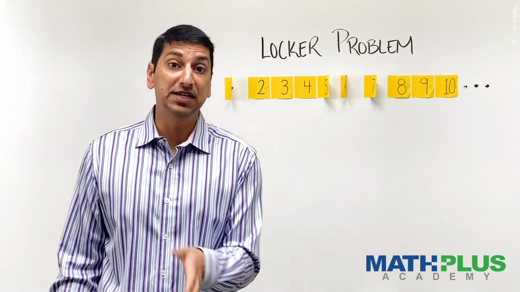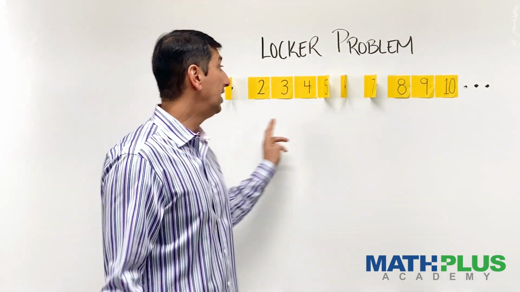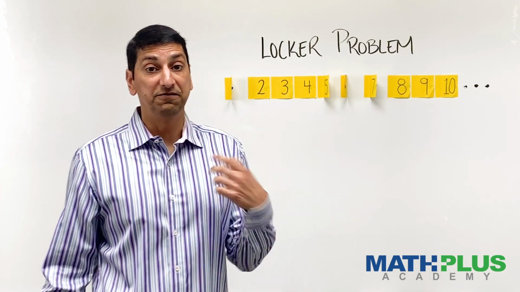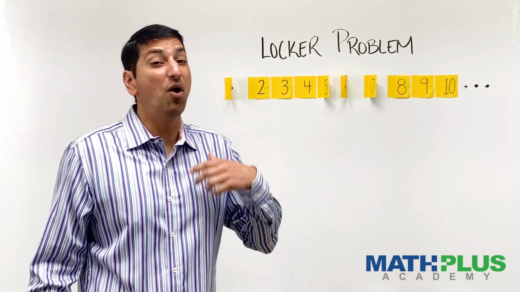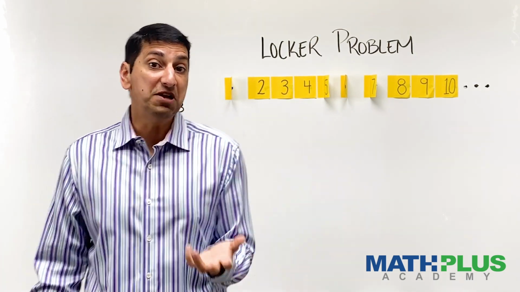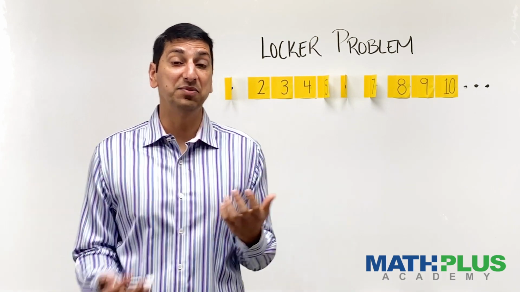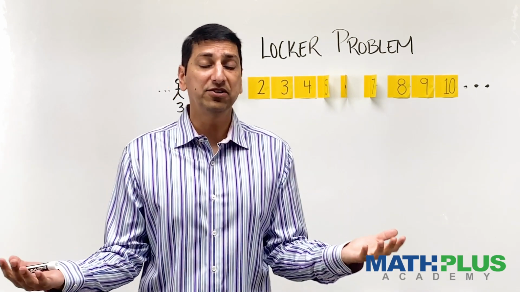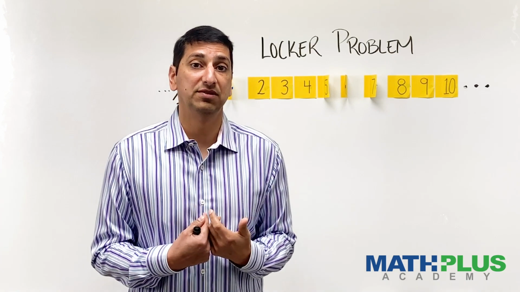Now this is going to continue. The fourth person is going to come by and touch every fourth locker. The fifth person, every fifth locker, and so on, all the way to 100. And the question is, when this process is complete, which of the lockers are open and which ones are closed?